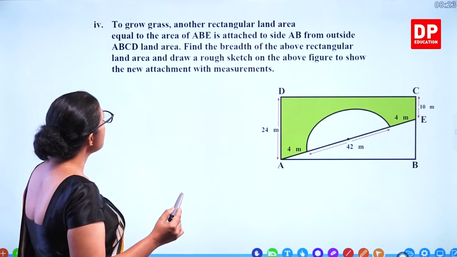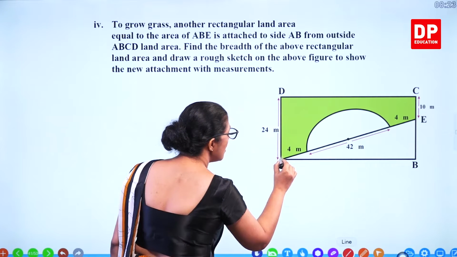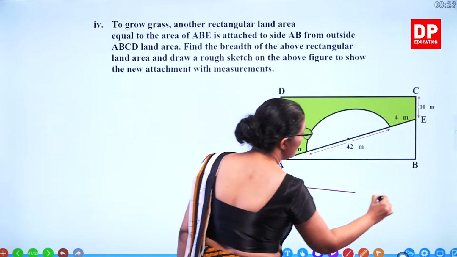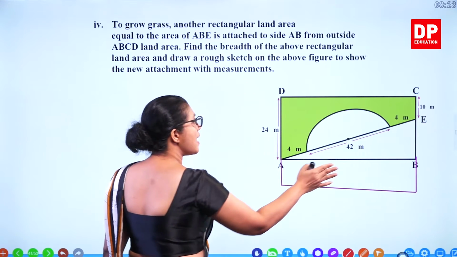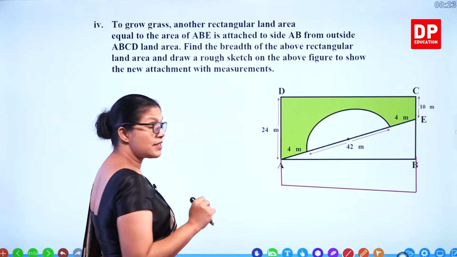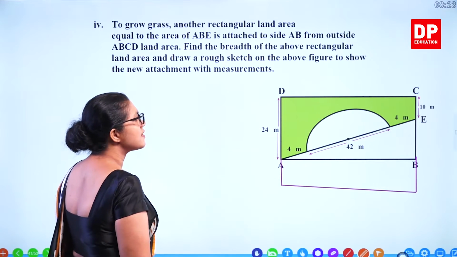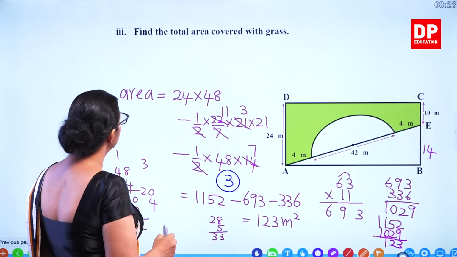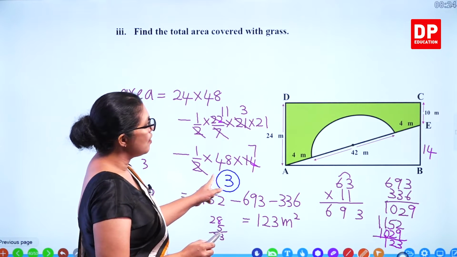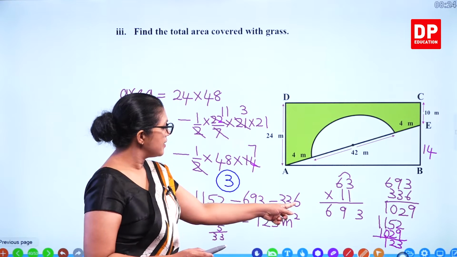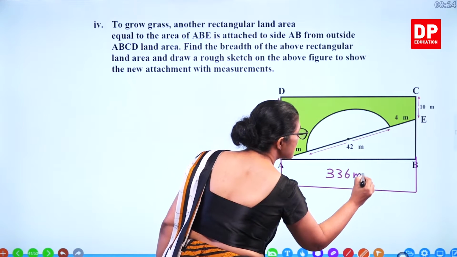So that area is equal to the area of ABE. So we need to attach a rectangular area like this. The area of the triangle is equal to the area of this rectangle. Now, how do we find out? What's the area of the triangle? We did that before. Area of the triangle is half times 48 times 14. So this area is 336. So this should be 336 square meters.